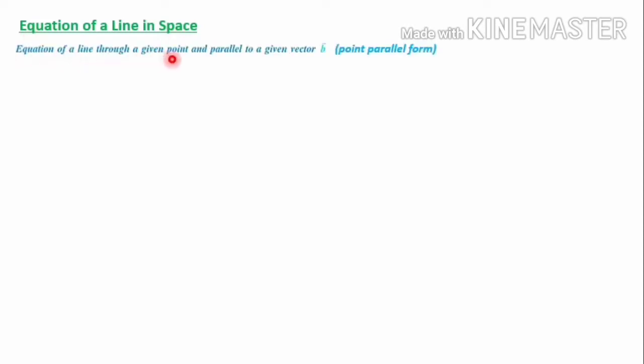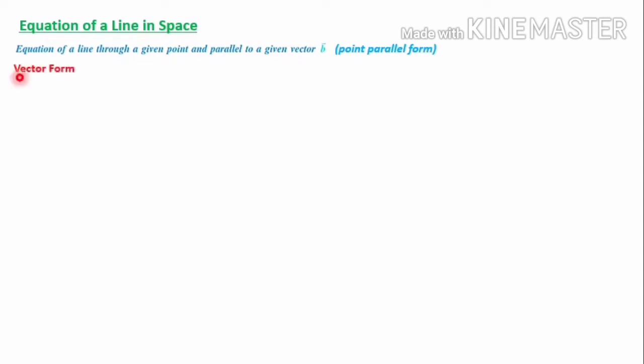Let's begin today's session. Equation of a line in space. Equation of a line through a given point and parallel to a given vector, vector b. That is called point parallel form. We are going to form the equation of a line through a given point. A particular point will be given to you and also parallel to a given vector, that is vector b. One point and a parallel vector is given to you means how to find the equation of a line. That is what the topic is.